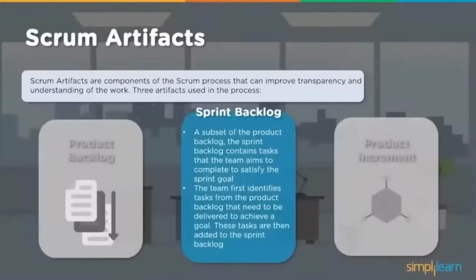Once it is agreed, the team should first identify the tasks from the product backlog that need to be delivered to achieve the goal. These tasks are then added to the sprint backlog. There should be an agreement between both. And once it is agreed as part of that sprint, the output of the sprint would be the one that needs to be completed as part of it: the objectives, the goal, the results, which is specific working software.